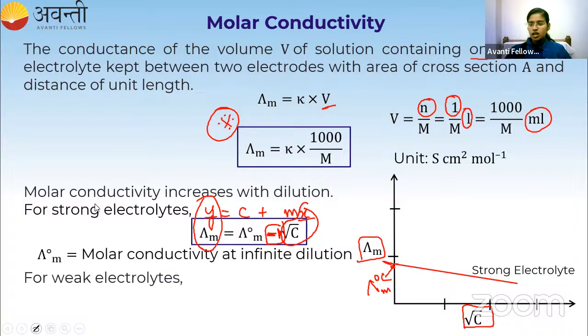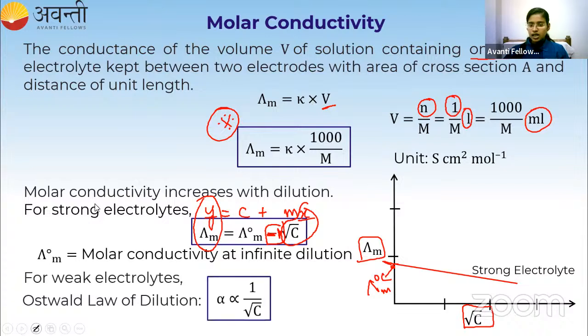What is the case for weak electrolytes? They follow one law, which is called Ostwald dilution law. We have a big derivation for this Ostwald dilution law, but that is not required for our competitive examination. The last formula we attain using the law of dilution is alpha is inversely proportional to root of C. This is the final, very important relation we will get from this law. So you just have to keep this in mind.